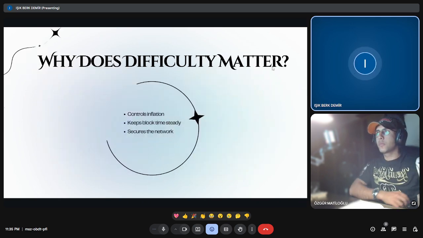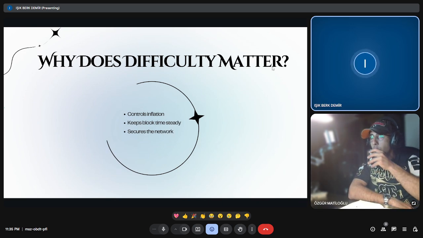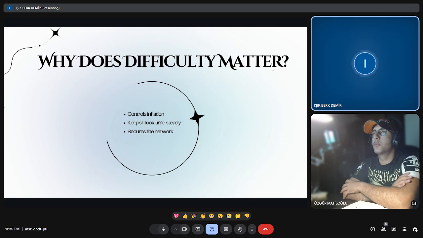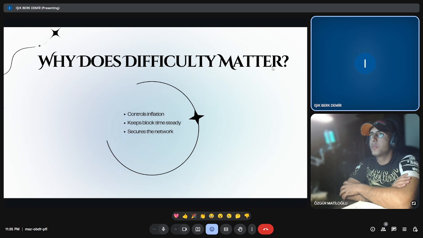And why does this matter? This difficulty target plays a major role in keeping the Bitcoin system healthy. First, it controls inflation by regulating the rate at which new Bitcoins are introduced. It also keeps the block time steady so we don't get too many or too few blocks too quickly, as I mentioned before. And most importantly, it secures the network, making it incredibly hard for any malicious actor to rewrite transaction history or tamper with previous transactions.